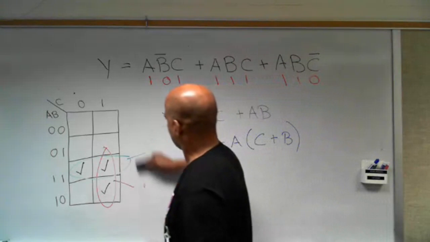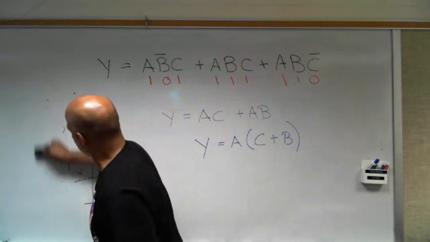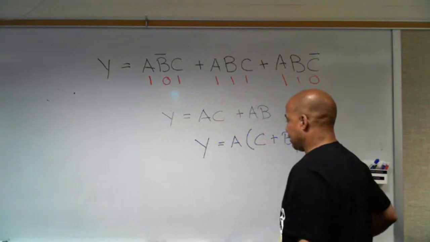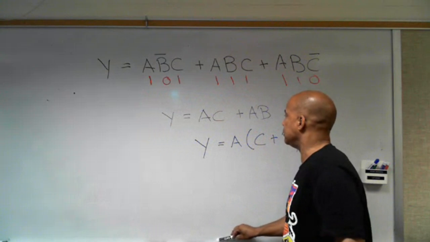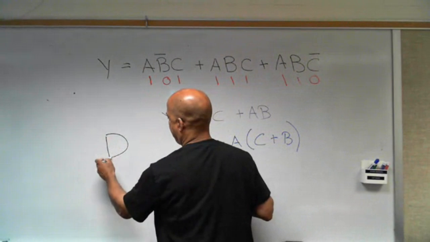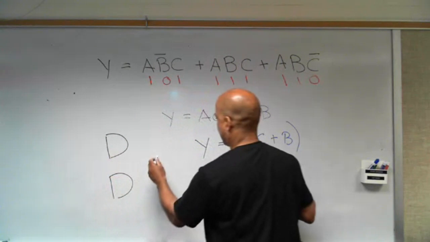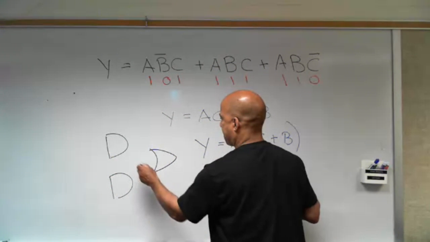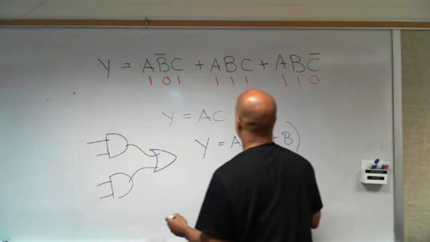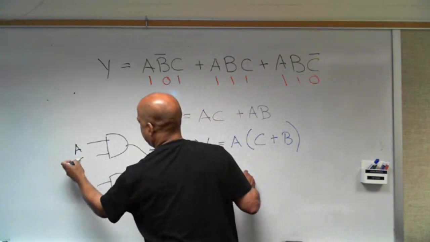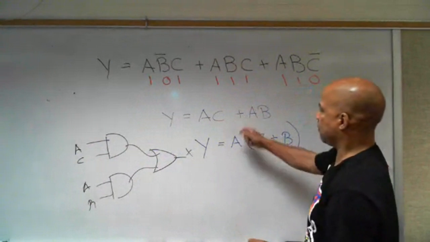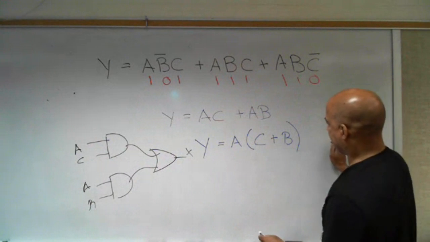Then they want us to show what that looks like using gates, and then in your ladder logic, what it would look like using ladder logic. So using gates, I got two AND gates, and the OR. I got input AC and AB. My output is X.